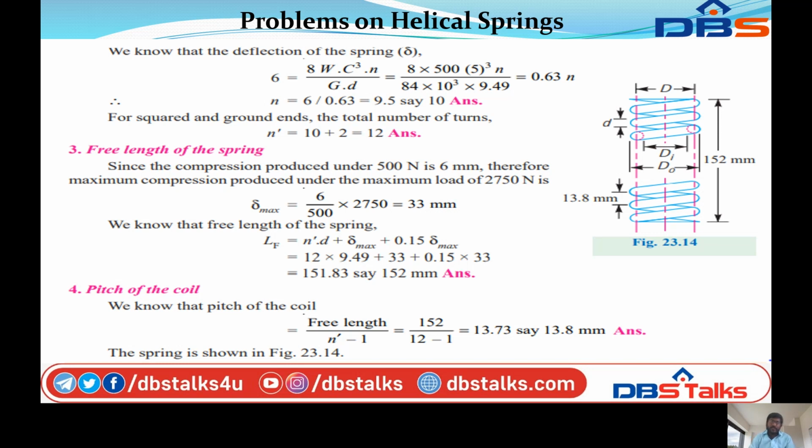So we know that the pitch of the coil is the free length divided by N dash minus 1. So the free length is 152 divided by N dash 12 minus 1, which is 13.73, rounded to 13.8. So the spring is shown in the figure, and this is the pitch of the spring, 13.8 mm.